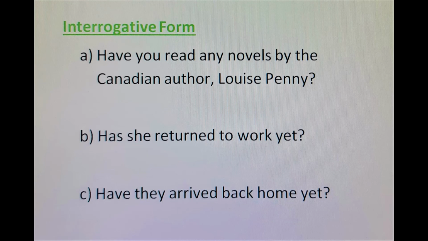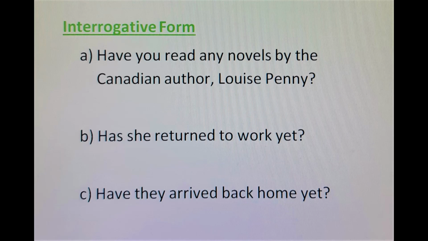Very good. B. Has she returned to work yet? Repeat. Very good. And C. Have they arrived back home yet? And again, we see, like in example B, the verb ends in ed because it is a regular verb, and it just happens that the simple past tense and the past participle are the same.